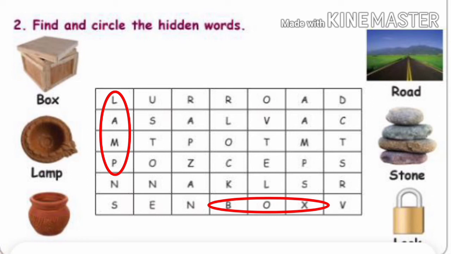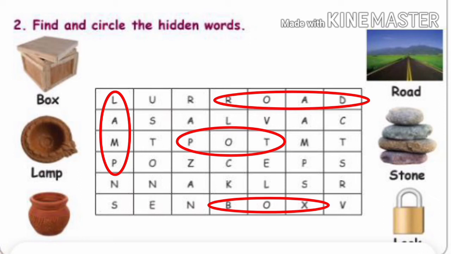Now, the next one. Pot. What is the spelling? P-O-T. Pot. Yes, children. It is here. So, circle P-O-T. Pot. Very good, children. Now, the next word. Road. The spelling is R-O-A-D. Road. Find where these letters are, children. Yes, it is here. So, you have to circle in this place.